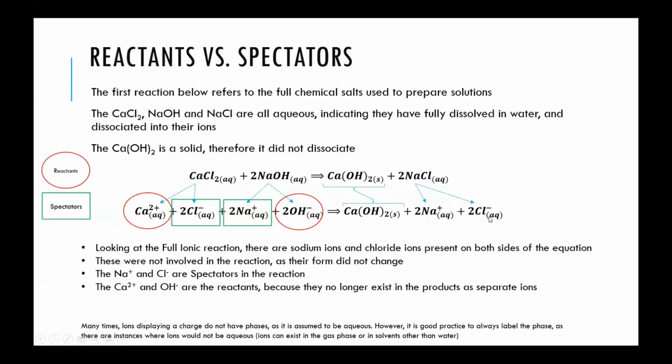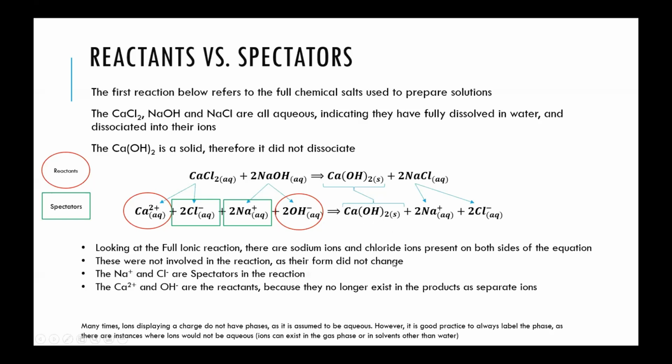So while this is the full ionic equation when everything is broken apart, the net ionic equation would be just the reactants. So in their ionic form, the net ionic equation would be calcium ion plus 2 hydroxide ions to give 1 calcium hydroxide solid.